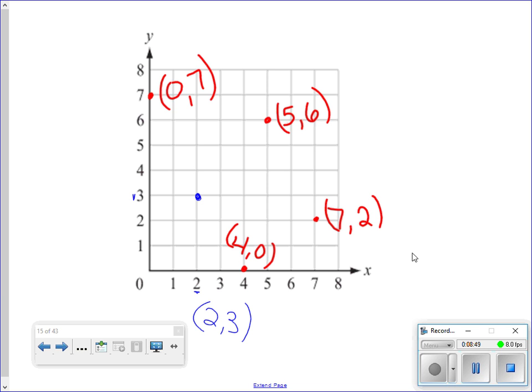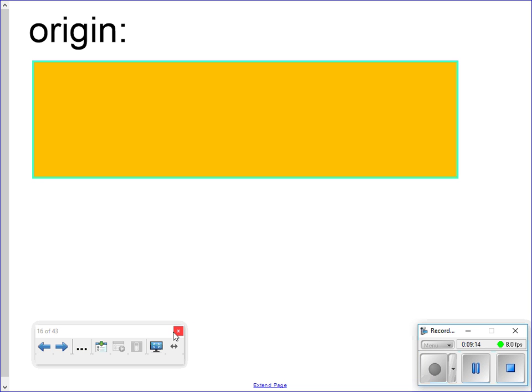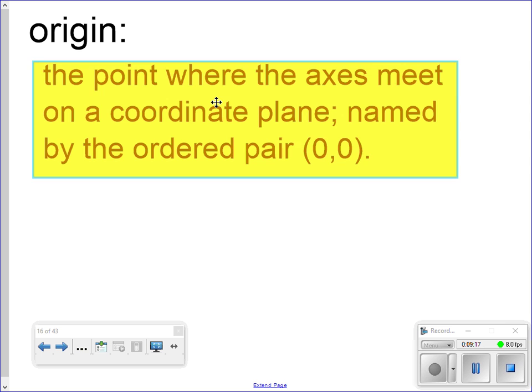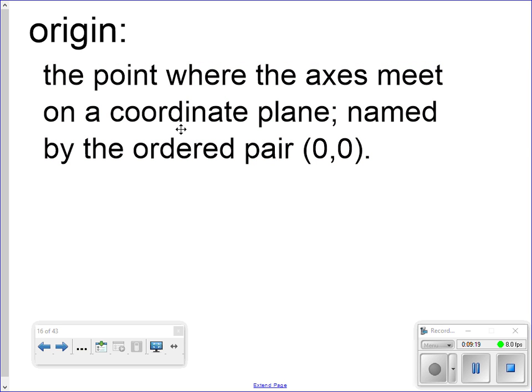Sometimes points on the x-axis or on the y-axis can be confusing because they have a 0 in them. Remember, we always go right, or we always get on the elevator before we go up or down. So this would be (4, 0), and this would be 0 because we don't go to the right, we only go up 7. So (0, 7). One more key word you need to know is origin. The origin is the point where the axes meet on the coordinate plane, otherwise known as (0, 0). So where we always start at point (0, 0) is called the origin.